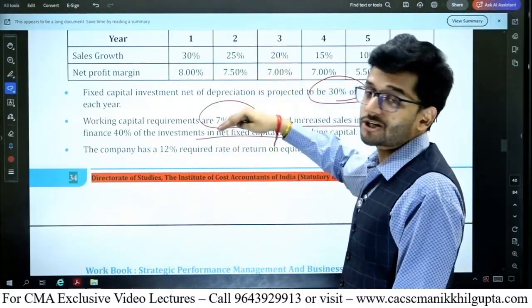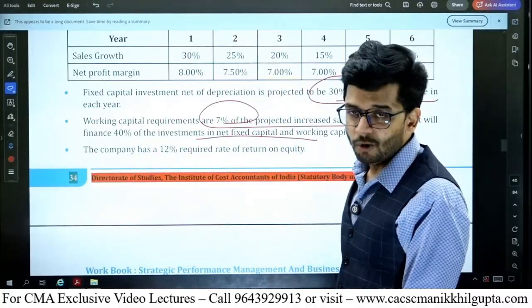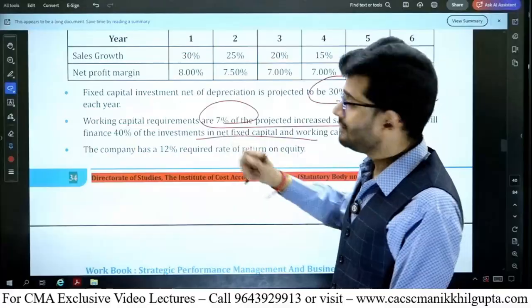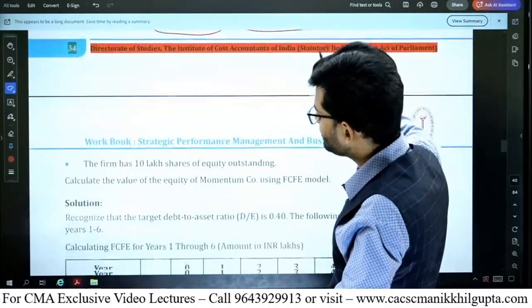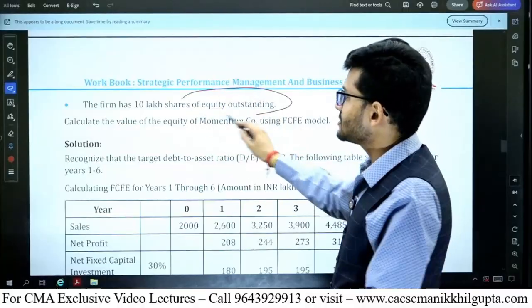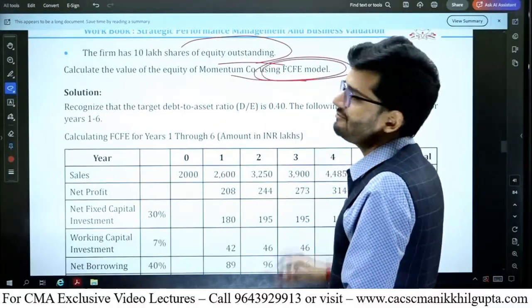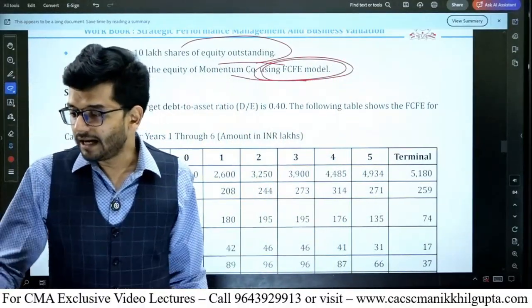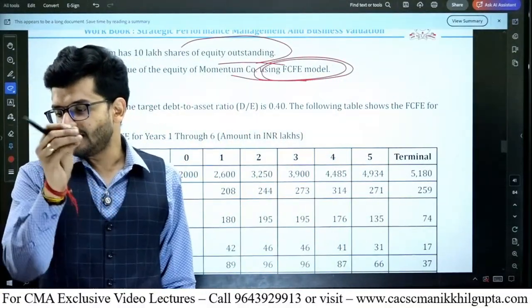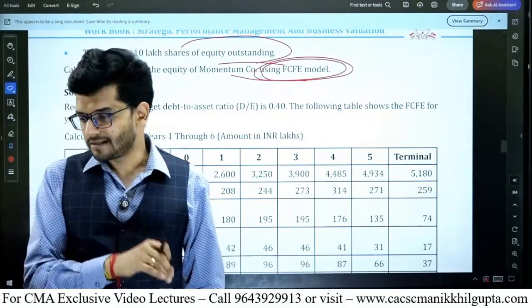We have already done one such question in this particular workbook only. Company has 12% required rate of return on equity. Firm has 10 lakh equity shares outstanding. Calculate the value of equity of Momentum Company using the FCFE model. Very simple, straightforward calculation, and the same calculation which is there in our earlier question will be there here as well.